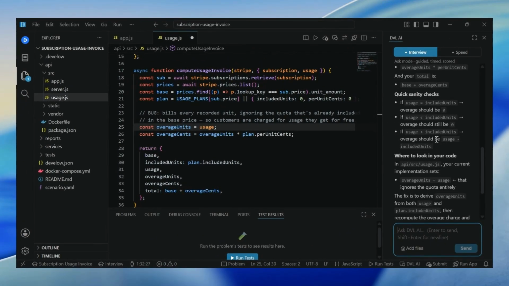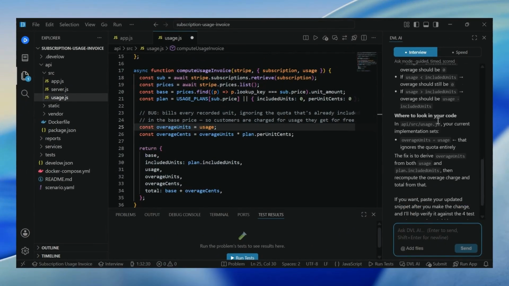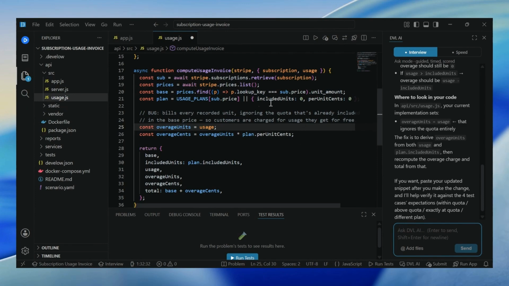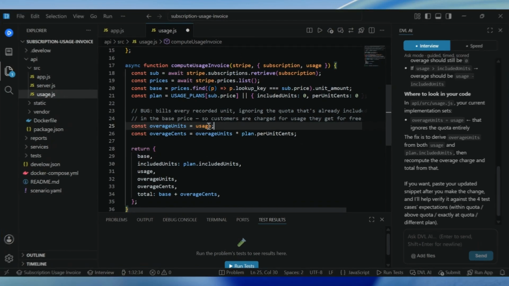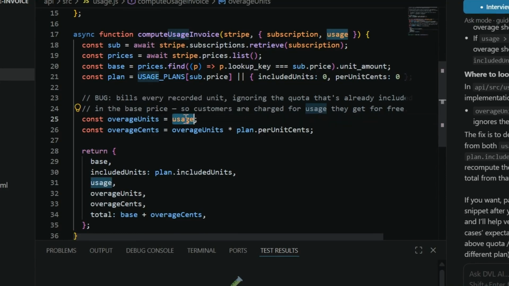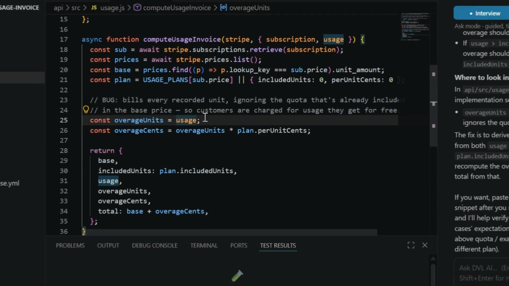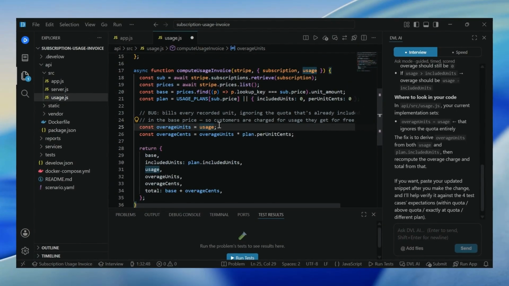Now, if you open up the usage file, the actual bug is that it's currently setting overage units directly equal to total usage, which means it ends up charging for everything, included units and all. Your job is to fix that by replacing it with usage minus included units, clamped at zero, and then recalculating the overage charge and the total from that corrected number. Okay, that seems easy enough. Simple subtraction. But wait, let's look at our second failing test.